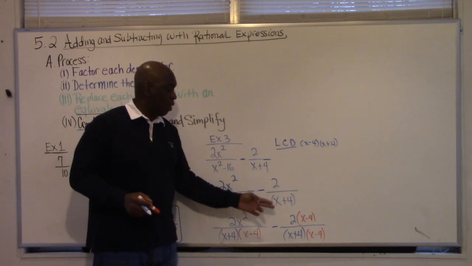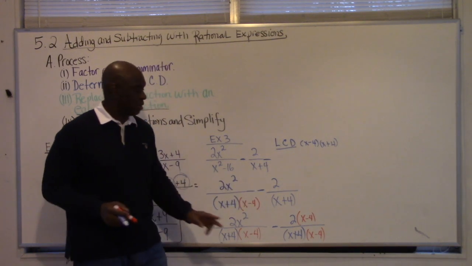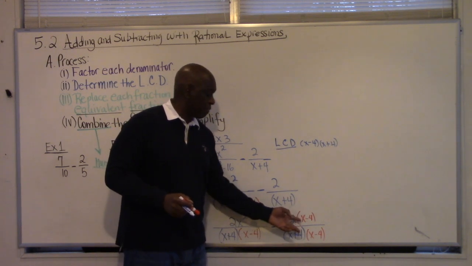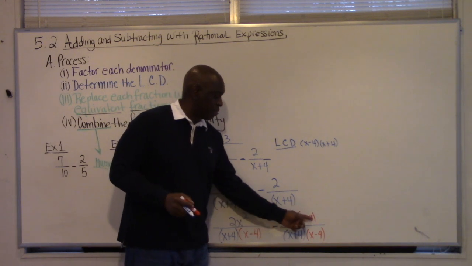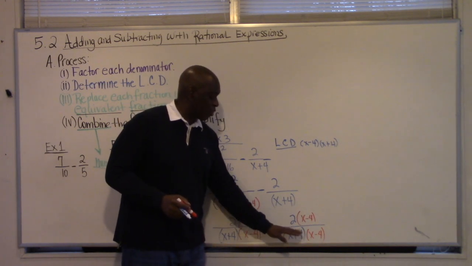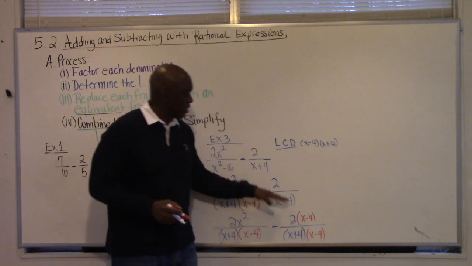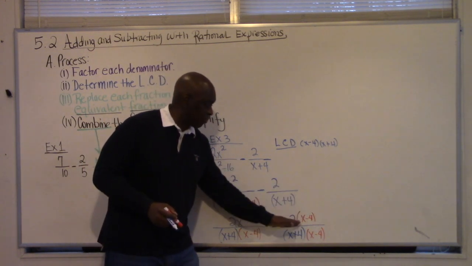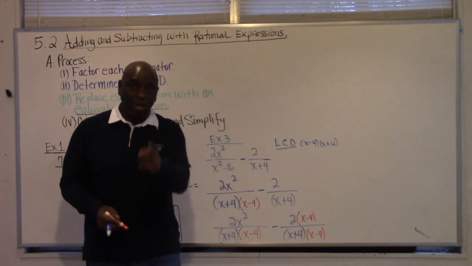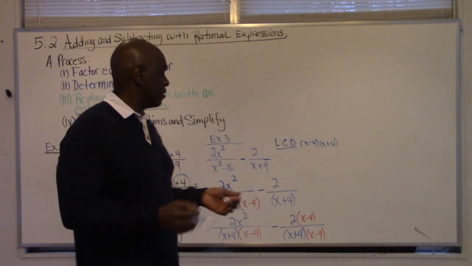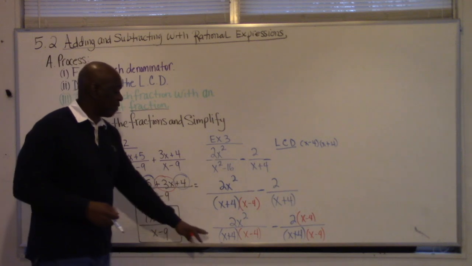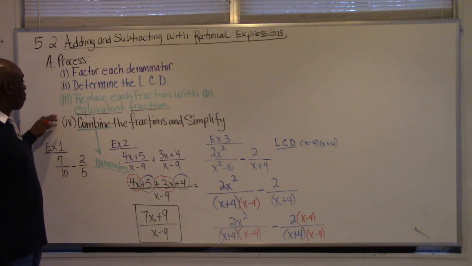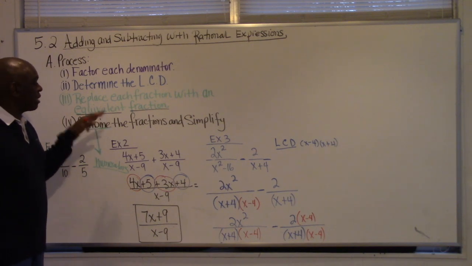2 divided by quantity x plus 4 is equivalent to 2 divided by quantity x plus 4 times 1. So 2 times x minus 4 divided by the quantity x plus 4 times the quantity x minus 4 is equivalent to this one here. These are equivalent fractions because x minus 4 divided by itself is 1, and 1 is the multiplicative identity. So I have my equivalent fractions. Good. Step 4 rather, combine the fractions and then simplify.